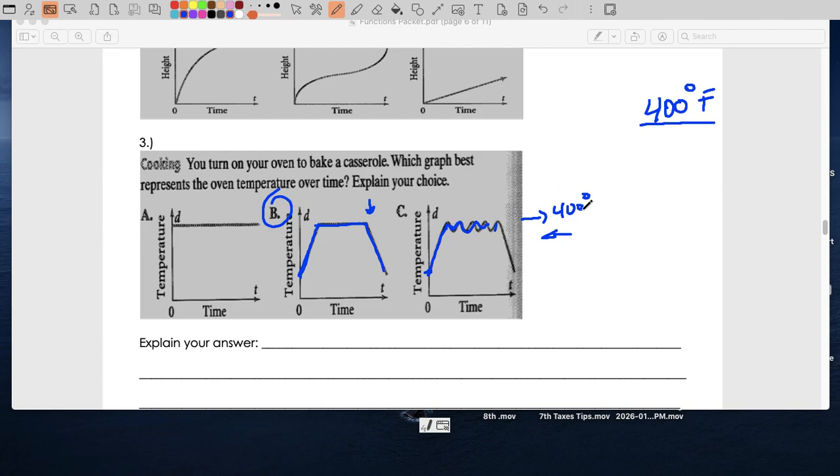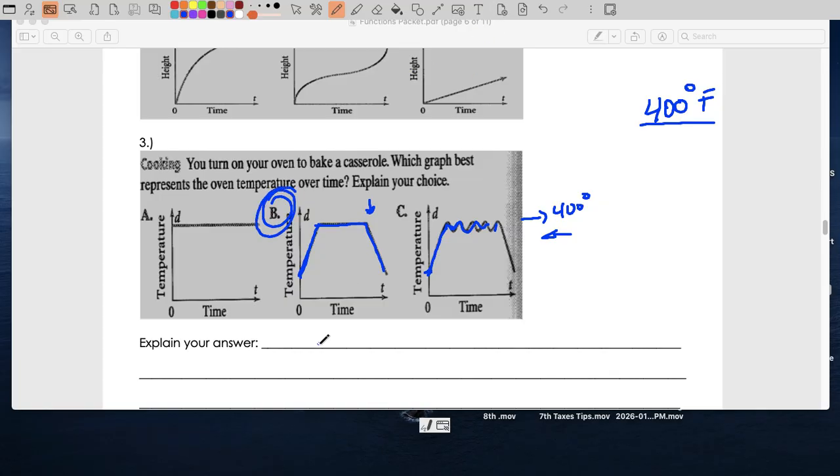As you open your oven, you take the casserole out, check it, put it back in, close the oven, the temperature goes back up, then you come back again, right? But it's not saying that, so I'm definitely going to select B.